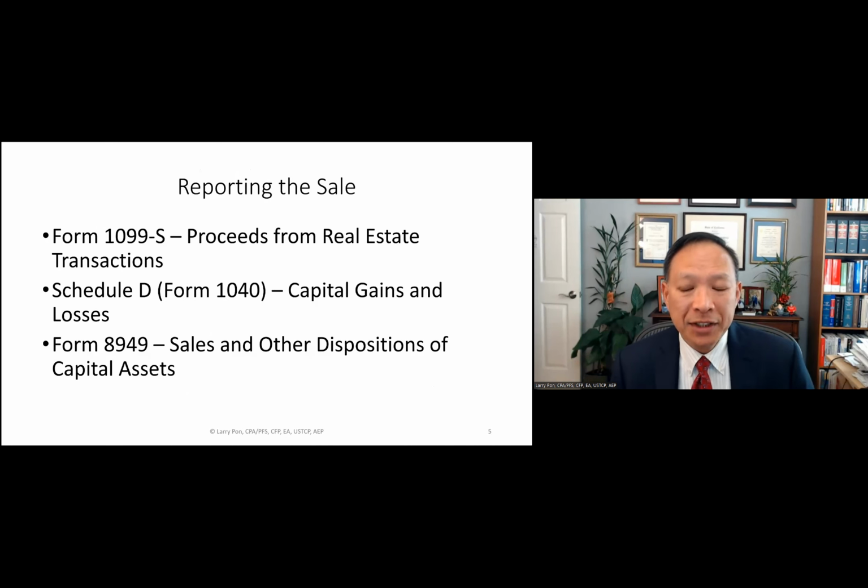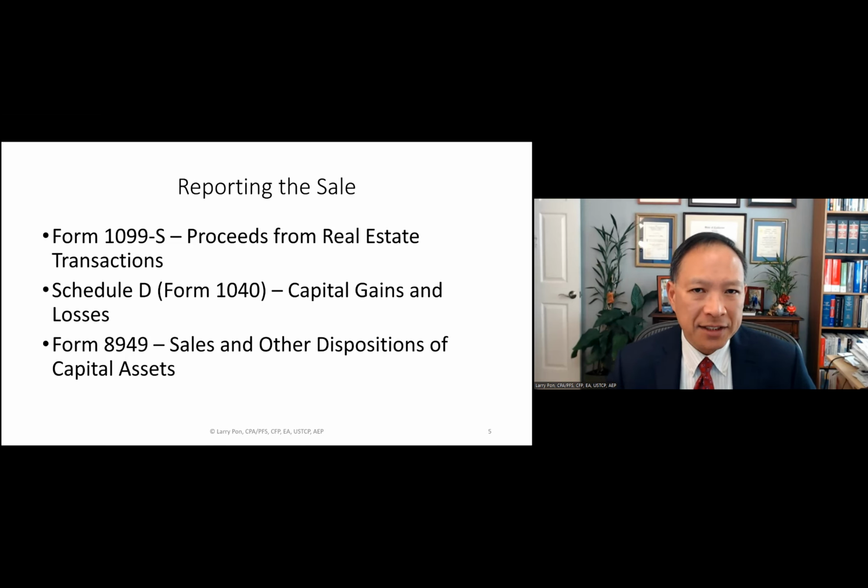And what documentation do we need on the tax return? Well, we're going to need Form 1099-S. That's generally a form we get from the title company, and that should agree to the sales price of the property. That's the proceeds from real estate transaction. Any gains can be reported on Schedule D, capital gains and losses. The detail would be on Form 8949, sales and other dispositions of capital assets.